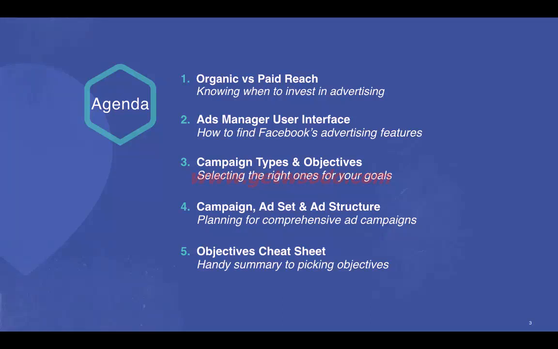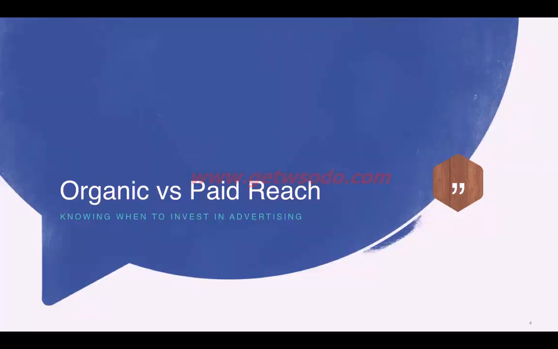Then we move to campaign ad set and ad structure. So this is basically about planning for comprehensive ad campaign. So what does campaign allow you to do? What does the ad set allow you to do? And what does the ad structure allow you to do? And then finally, we have objectives cheat sheet, which basically summarizes the whole exercise and gives us a summary of picking up the right objective. So let's get started right away.